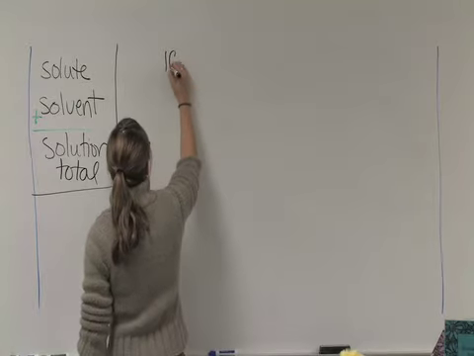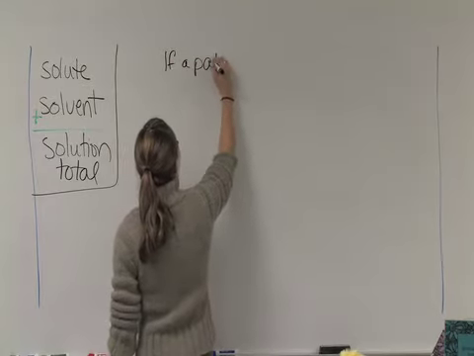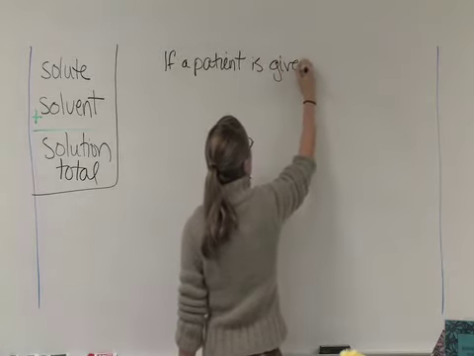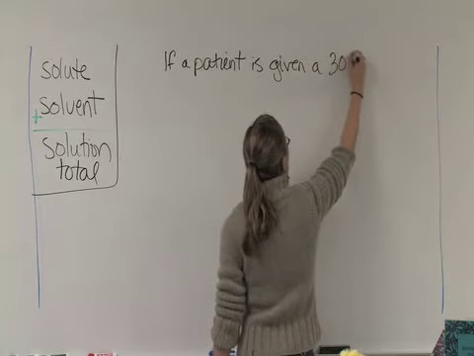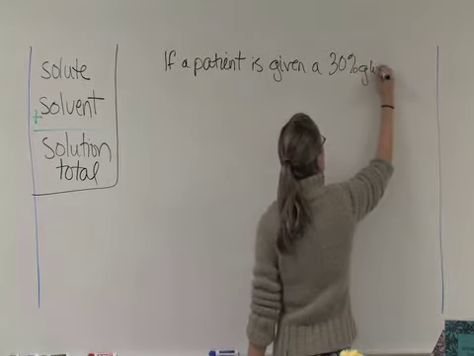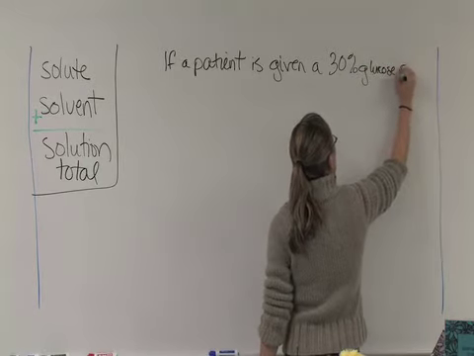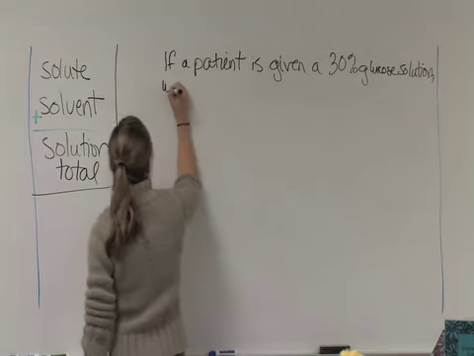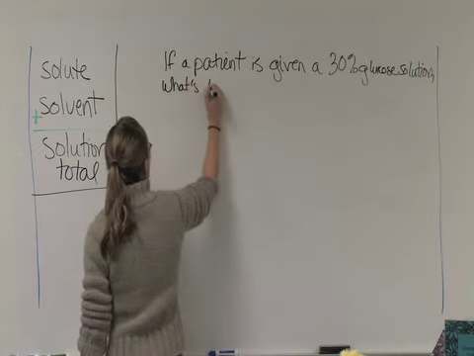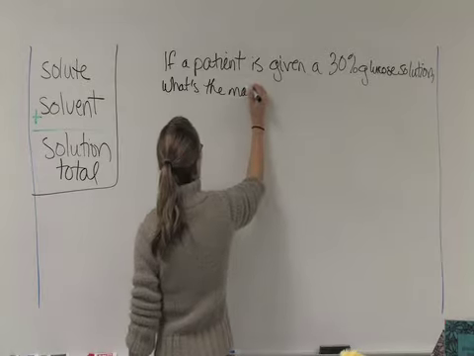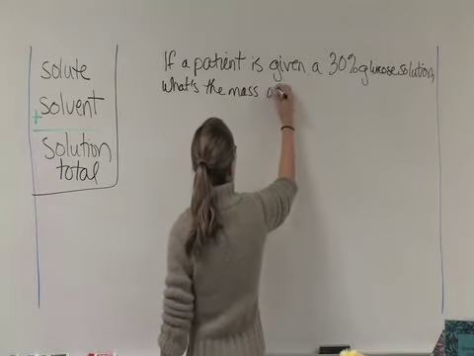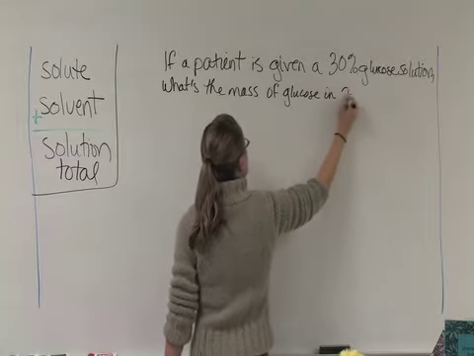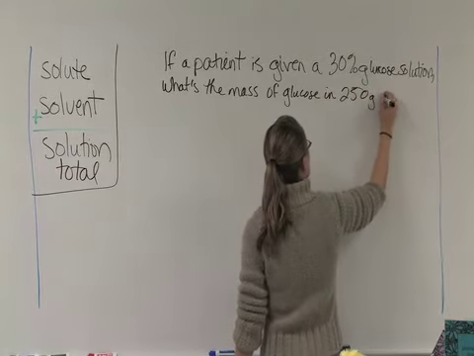The patient is given a 30% glucose solution. What is the mass of glucose in 250 grams of water?